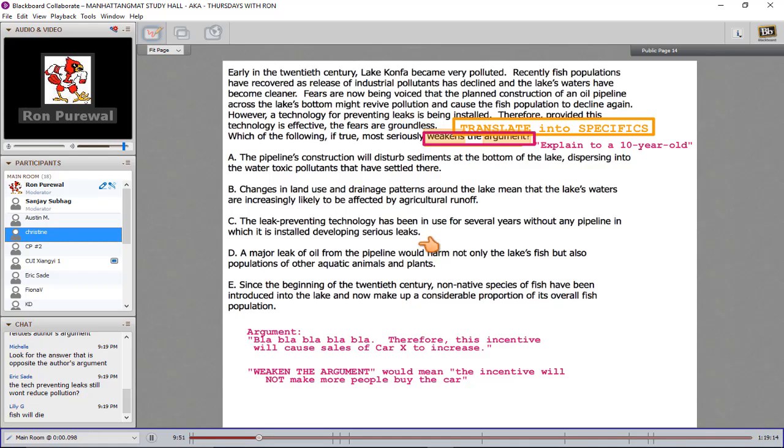So they're saying, if we put in this technology, the pipe will not leak. Also, importantly, you can't raise any issues of like, what if the technology doesn't work, because they wrote it as long as it does.